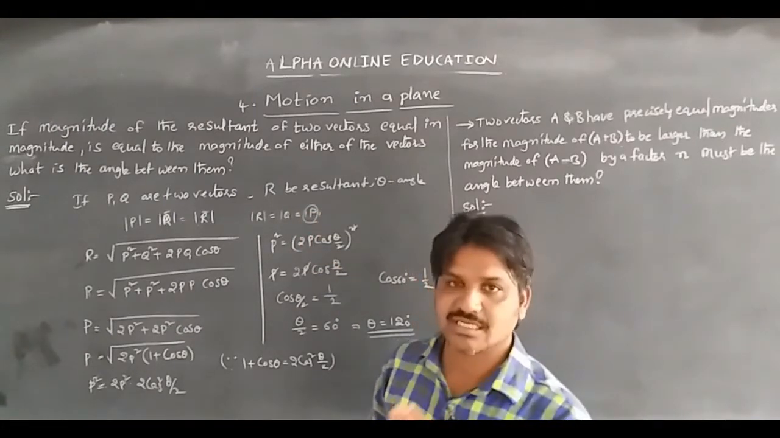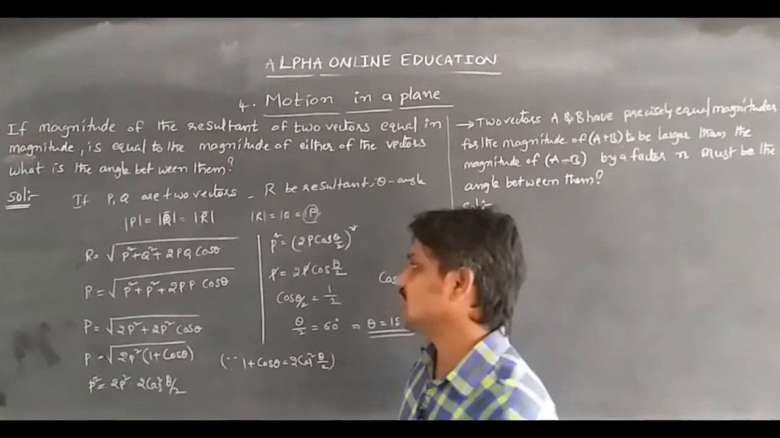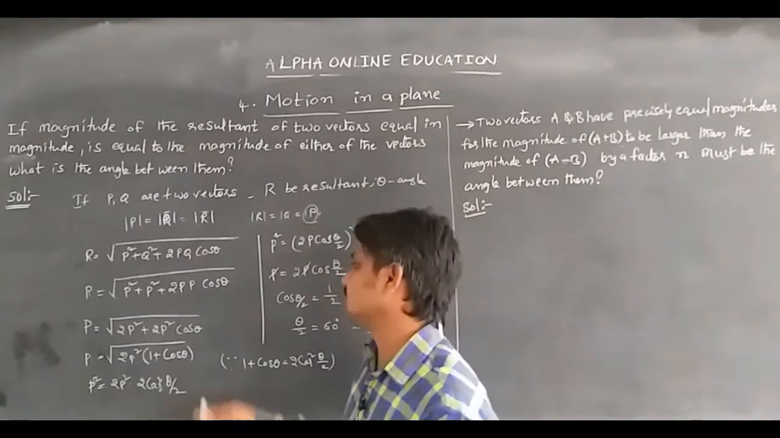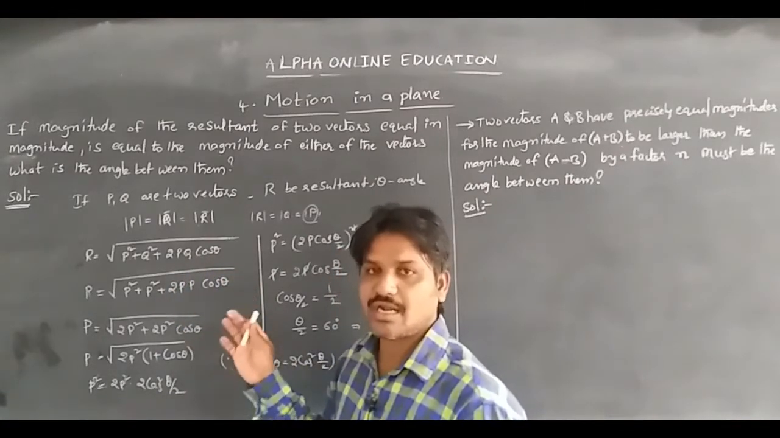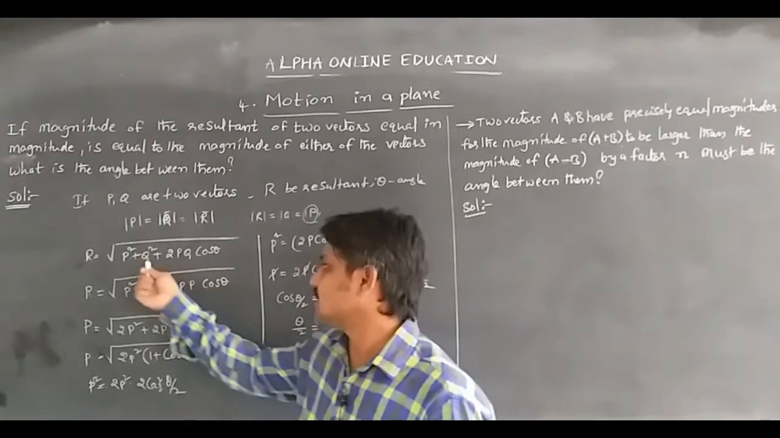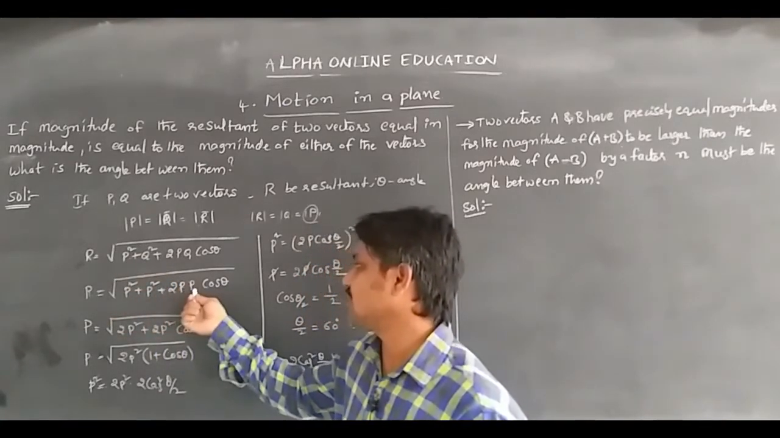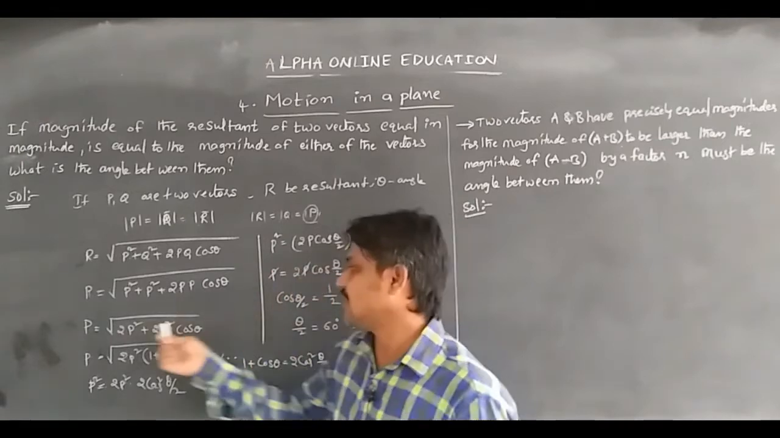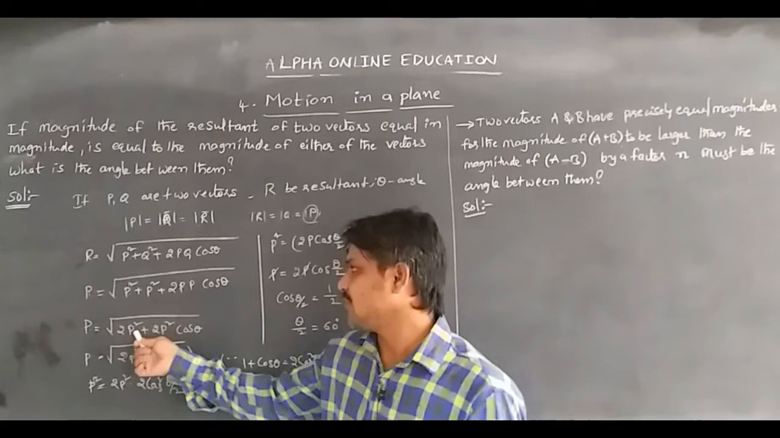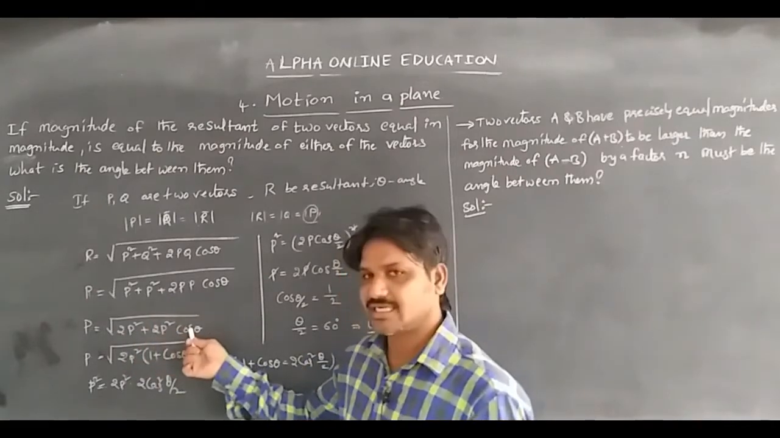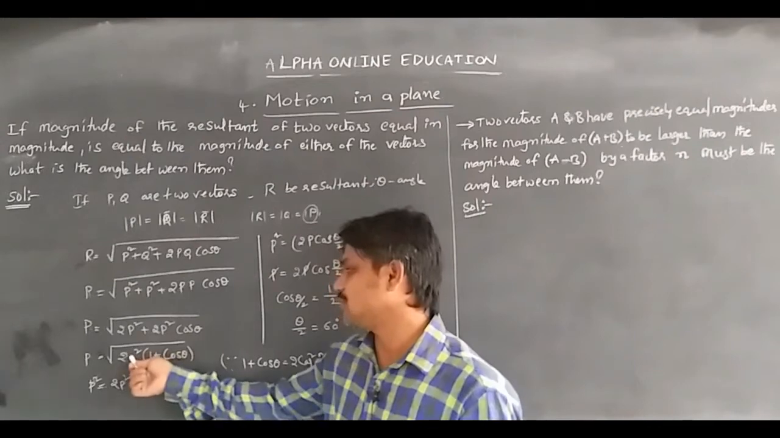Means the two vectors are the same and the resultant is also the same. That's why we are writing P instead of R and Q. By substituting P, we get P square plus 2P into P cos theta. From that, P is equal to root of P square plus P square plus 2P square cos theta. By taking 2P square common, we get 2P square of 1 plus cos theta.